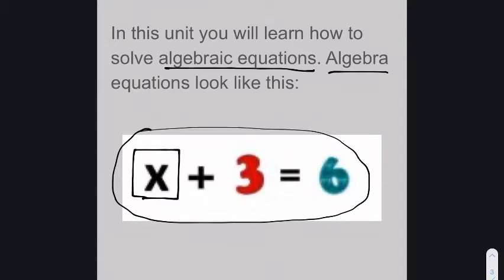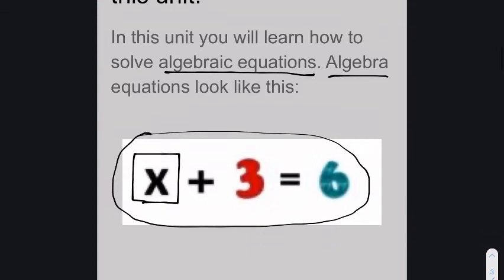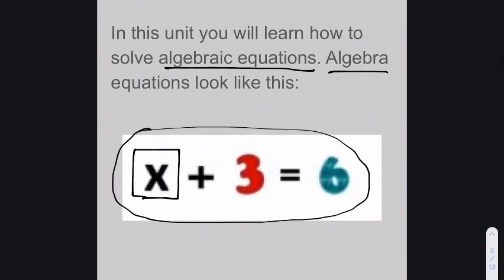Now the letters can change. It doesn't always have to be x. So for example, I could have an algebraic equation that has the letter p minus 2 equals 5. Now this is also an algebraic equation. Instead of the letter x, we have the letter p. Both are algebraic equations.